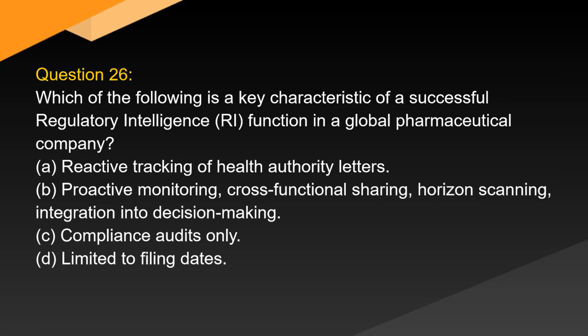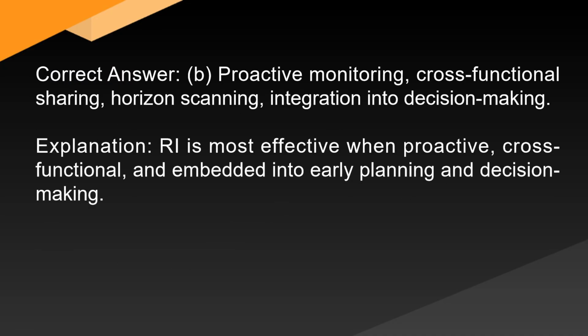Question 26. Which of the following is a key characteristic of a successful regulatory intelligence (RI) function in a global pharmaceutical company? A. Reactive tracking of health authority letters. B. Proactive monitoring, cross-functional sharing, horizon scanning, integration into decision-making. C. Compliance audits only. D. Limited to filing dates.